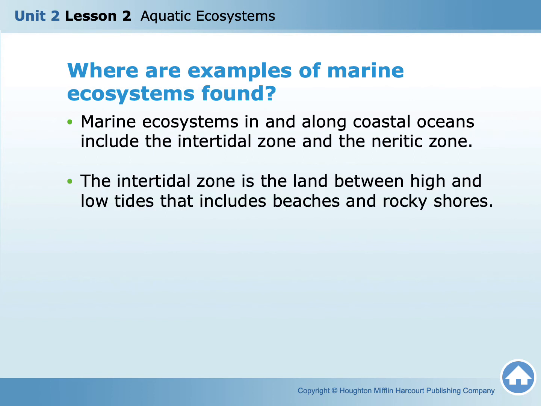Intertidal and neritic zone. The intertidal zone is the land between high and low tide. That includes your beach and your shores. Right along the beach, at one point in the day it could be a beach, and then you go back 6-7 hours later and it's high tide and all of a sudden it's all underwater. So this is the intertidal zone. It's in between the tides. So the animals and organisms that live there have adapted to that.